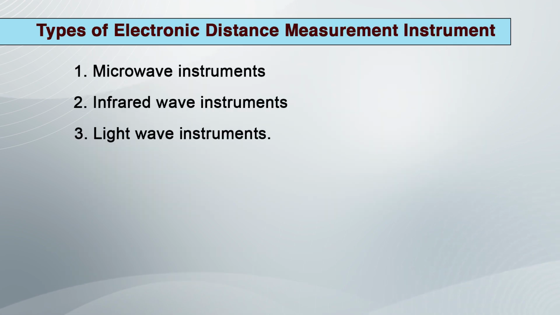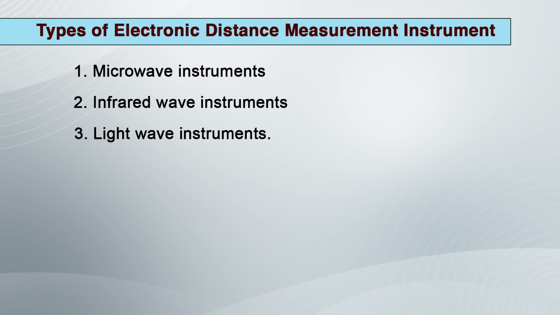There are various types of electronic distance measurement instruments. EDM instruments are classified on the basis of the type of carrier waves. The first type is the microwave instrument, the second one is the infrared wave instrument, and the third one is the light wave instrument. Let us discuss each of them in detail.